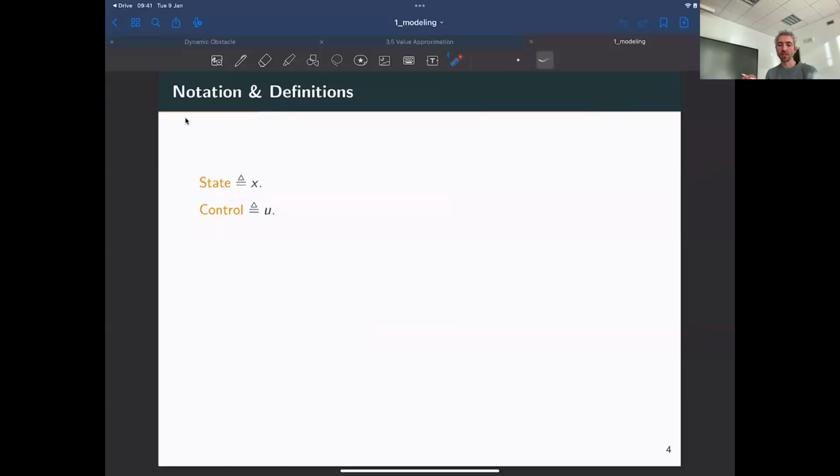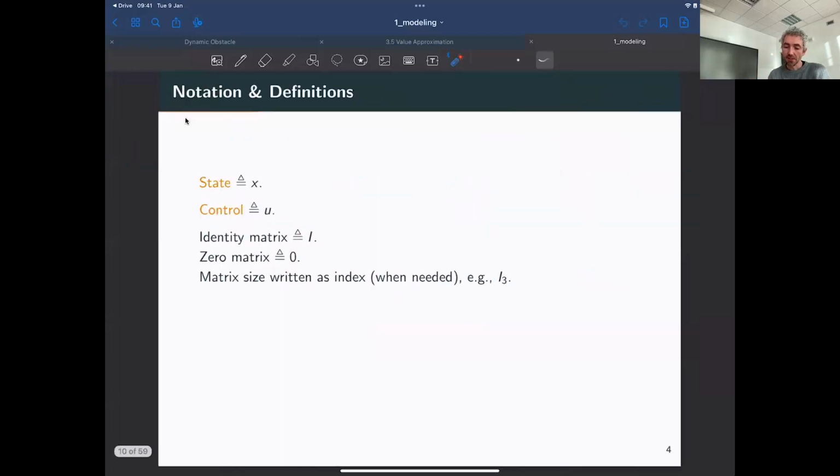So let's start with some basic notation. I'm going to call the state of the robot with the letter X, the control inputs of the robot with the letter U. That's very classic notation from control theory. The identity matrix is going to be I. The zero matrix is simply going to be a 0. Sometimes when needed, I'm going to add as index the dimension of the matrix. So I3 means identity matrix of size 3 by 3.